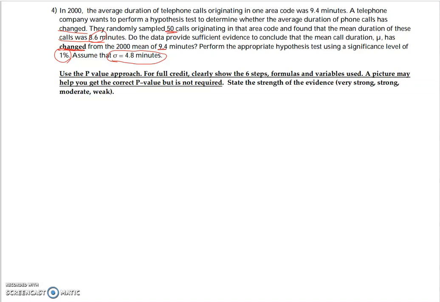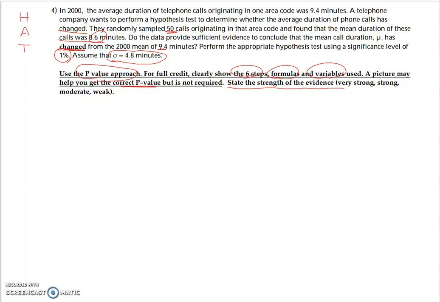We're going to use a p-value approach to do this particular test. We're going to show the 6 steps, formulas, variables, and you can use a picture if you want to help you get the correct p-value, but it's not required. And at the end, we will state the strength of our evidence, and that's going to be based on the size of our p-value. So for any hypothesis test, we're going to need 6 steps.